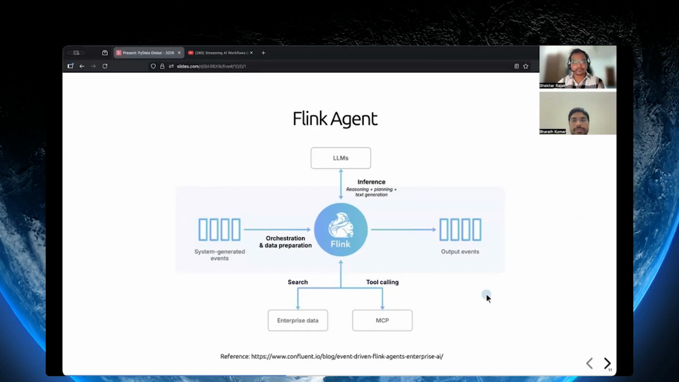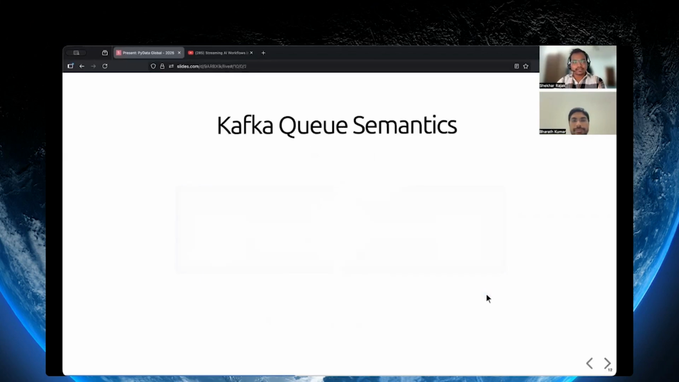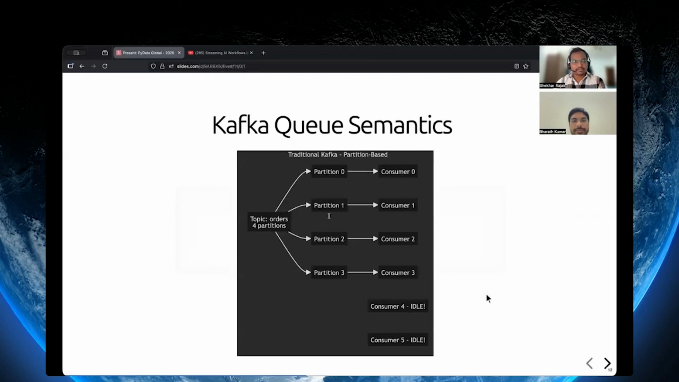Yeah, next slide, Shekhar. Okay, so now we have the intros done. Let's go to the more exciting part of the talk, the Kafka queue semantics. As we know, Kafka is already a messaging bus, but Kafka 4.x comes with queue semantics.